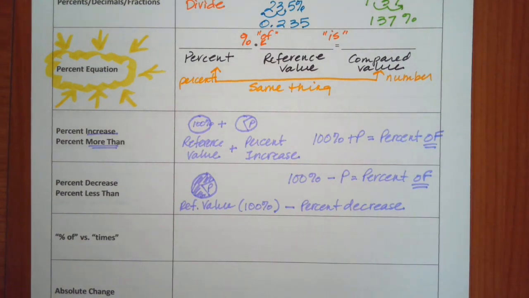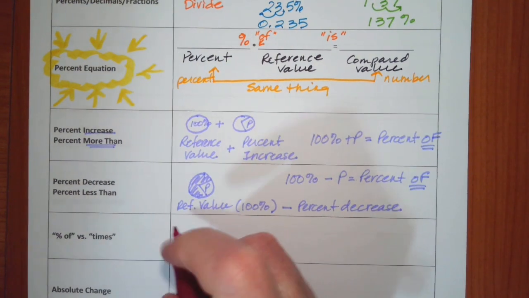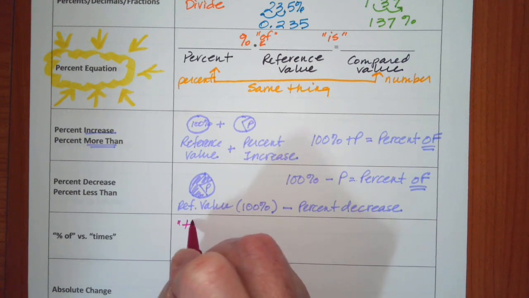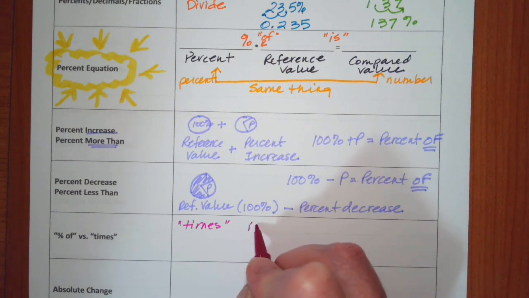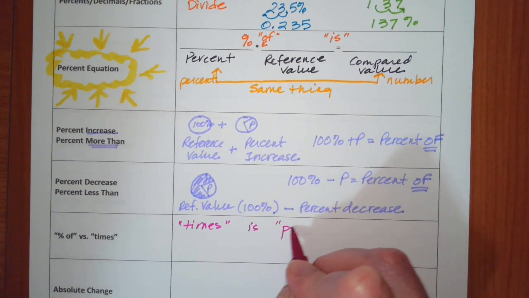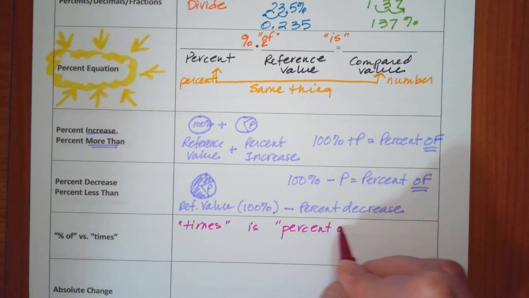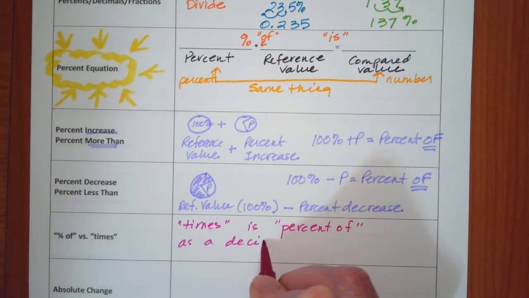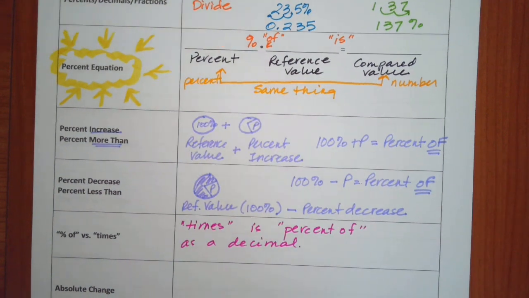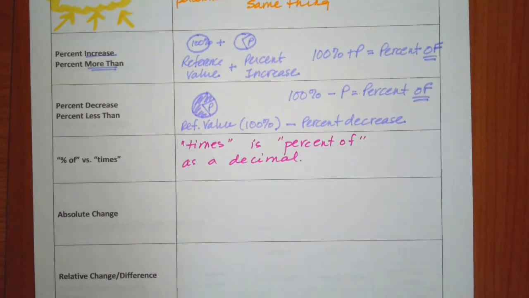Okay. Now, talking about percent of versus times. What I want to emphasize here is times is percent of as a decimal. And we just talked about how to convert a percent to a decimal.